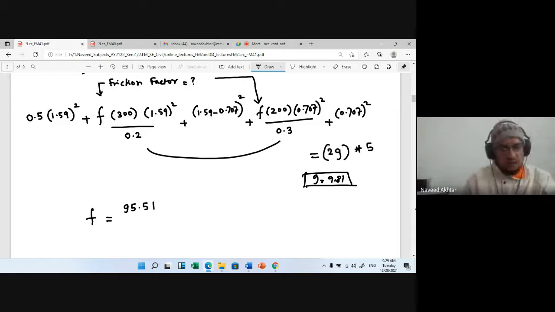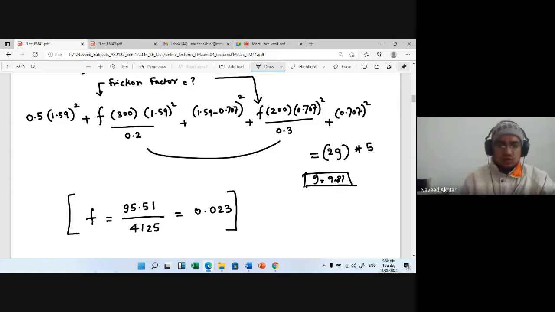95.51 upon the value of the left hand side, 4125. If you find this out, then the friction factor will become 0.023. So in this example you have to find out the friction factor.